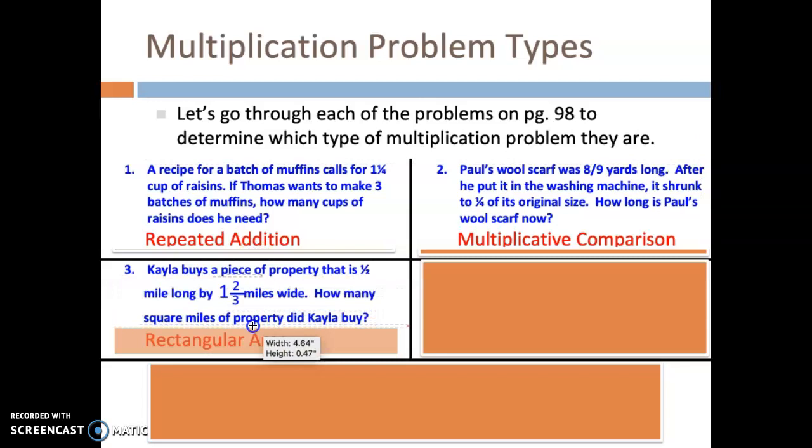Kayla buys a piece of property that is 1.5 miles long by 1 2/3 miles wide. How many square miles of property did Kayla buy? I'm just realizing I think I was showing you the answer while I was holding the cursor down. That's the rectangular area. Right? Okay.